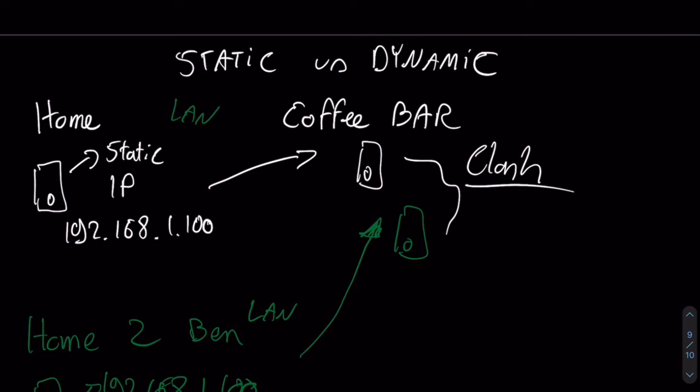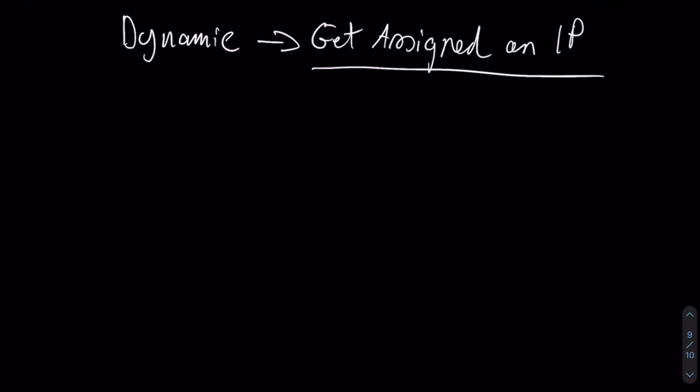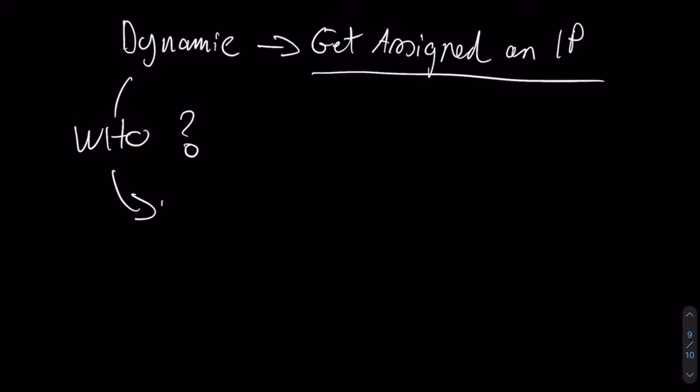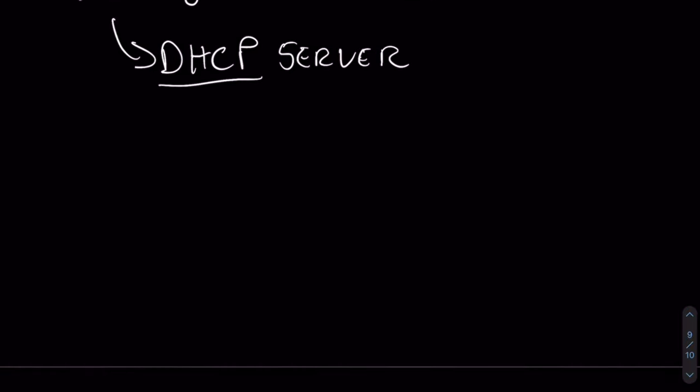So this is why dynamic IP addresses are really cool. Dynamic IP addresses meaning that you get assigned a number. So dynamic, you get assigned an IP address. Who assigns it? Something called DHCP. So the DHCP server is responsible for giving out IP addresses, okay? The DHCP server gives out IP addresses to hosts, and it manages, but it does a few things, right?